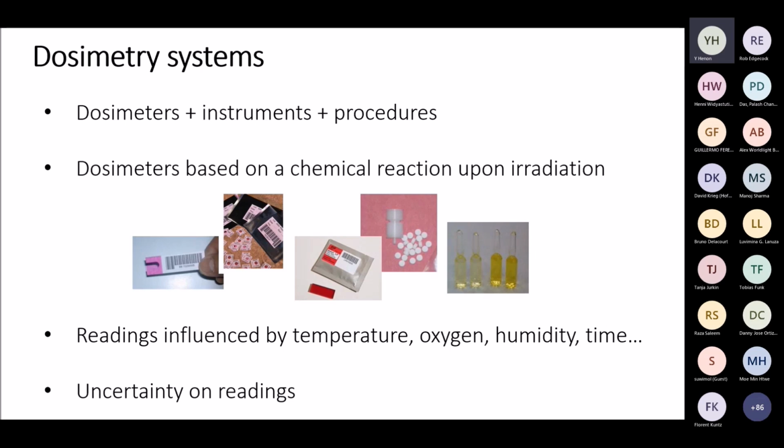There is no perfect dosimeter, because all dosimeters will be influenced by some environmental factor, such as temperature, oxygen, humidity, time after irradiation. So there is always a level of uncertainty on the dosimetry reading, and when the dose is stated, it should always be accompanied with the uncertainty on the measurement.